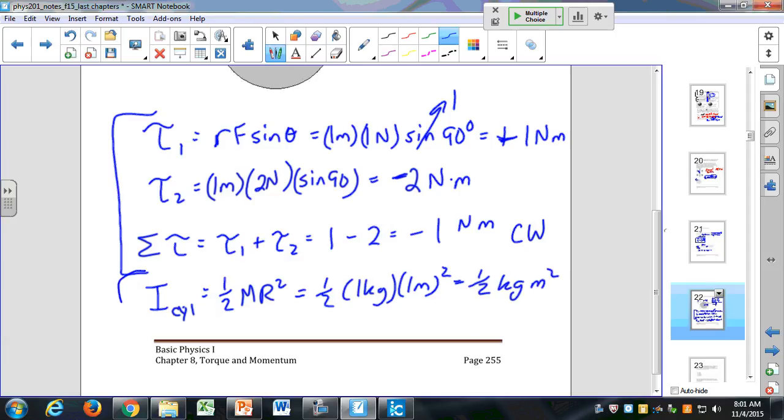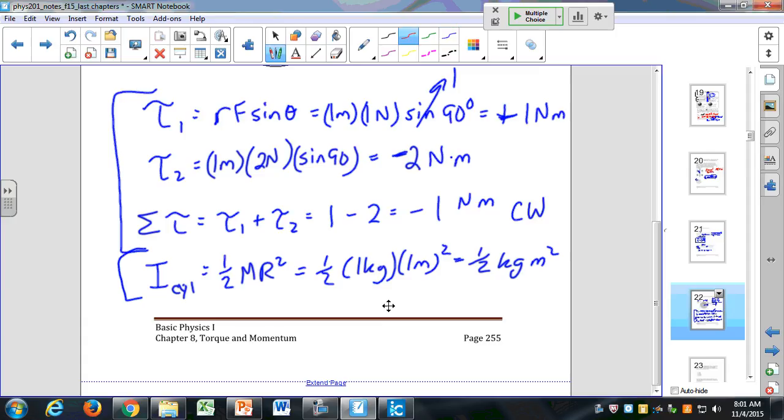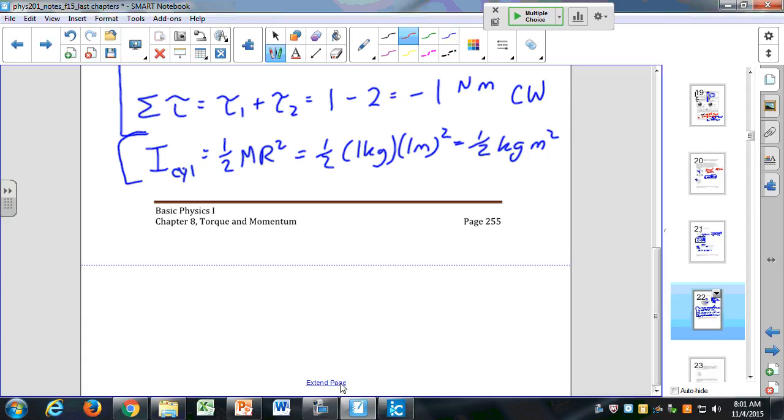Right, and then the third step, final step, is to find alpha. Alpha is equal to the torque over the moment of inertia. It's going to be 1 Newton meter over 1/2 kilogram meter squared. Now I'm going to leave off the negative right now. We can put the negative in there, but I'm just going to remember that it's in the clockwise direction. So you can leave it there if you want. It is going to be 2 radians per second squared.